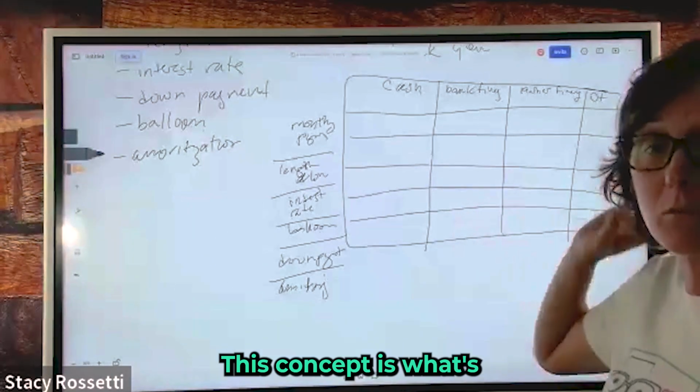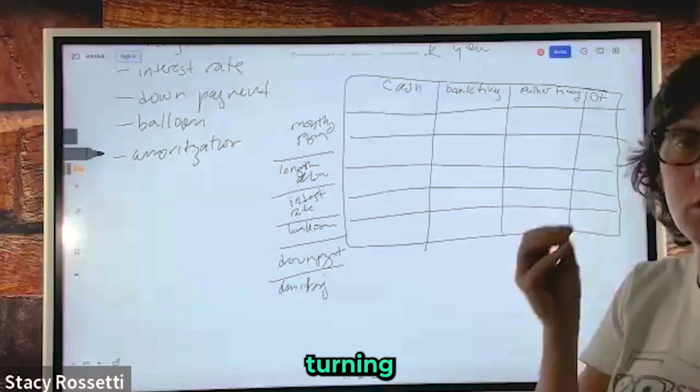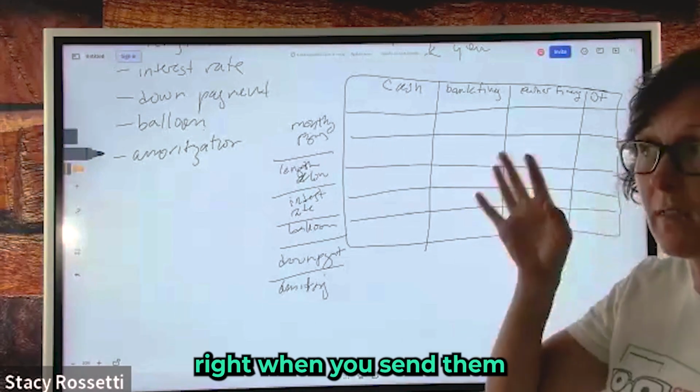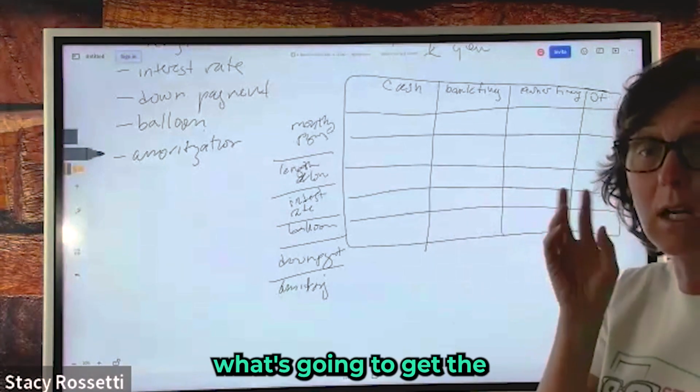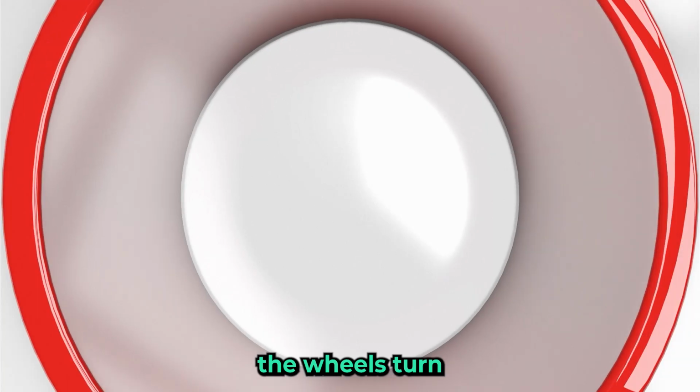This concept is what's going to get the wheels of the owner turning, right? When you send them over an offer letter that has 4 or 5 different offers on it, that's what's going to get the wheels turning.